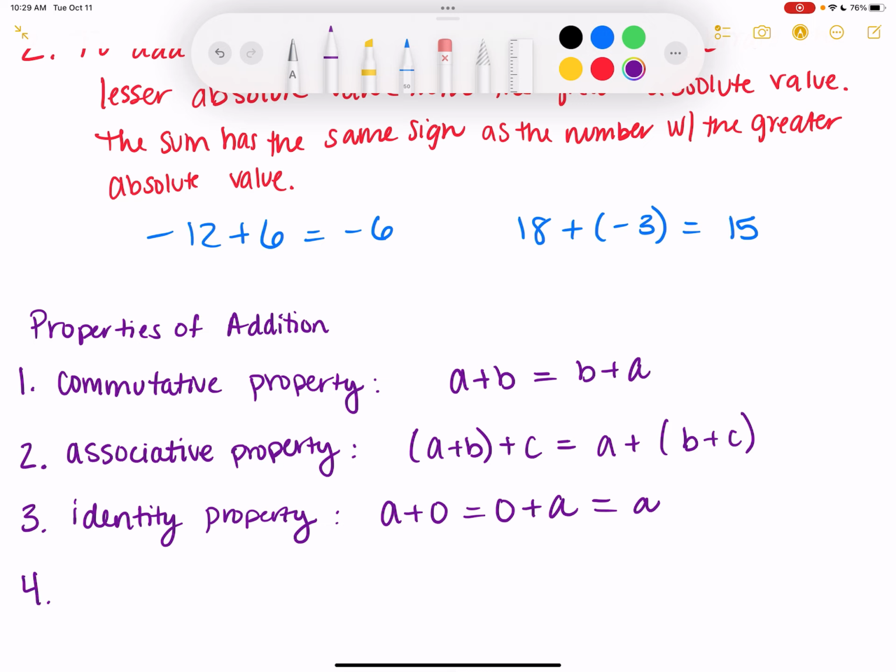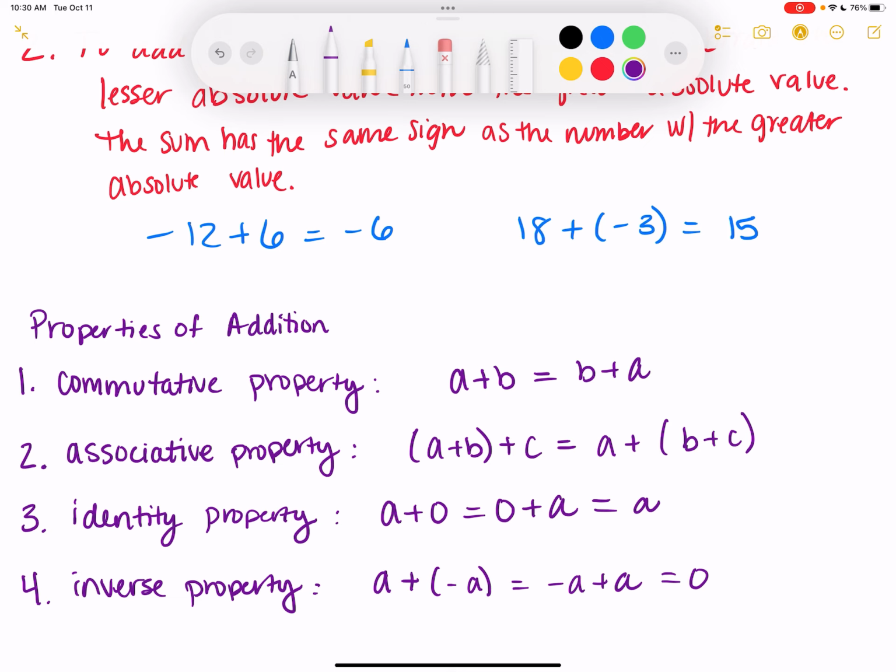And lastly, we have the inverse property, which says that A plus negative A is equal to negative A plus A, which would be equal to 0. So it's saying if you add a number and its opposite, okay, inverse would be like an opposite, then it's equal to 0. So negative 3 plus 3 is going to be 0.